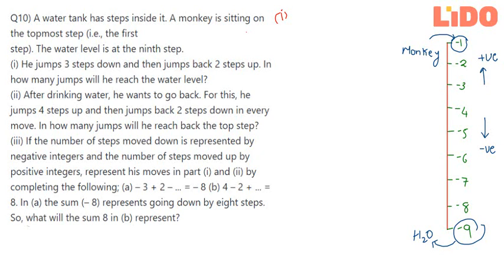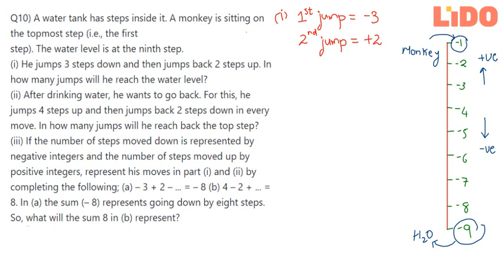Okay, so in the first jump he goes 3 steps down. I told you every time he goes downwards we are using a negative integer to represent that. So the first jump will be represented by -3, and in the second jump he goes 2 steps up, which means it is going to be represented by a positive integer, which is +2. I hope it's clear till here.